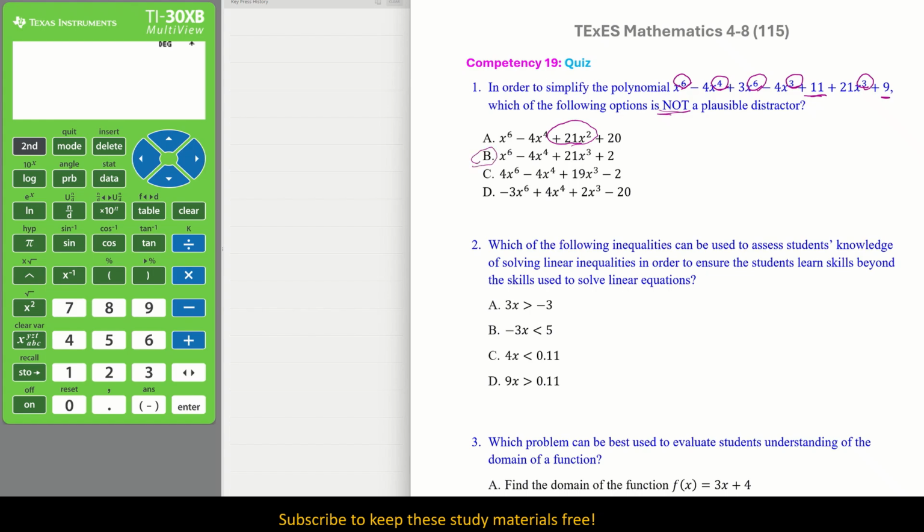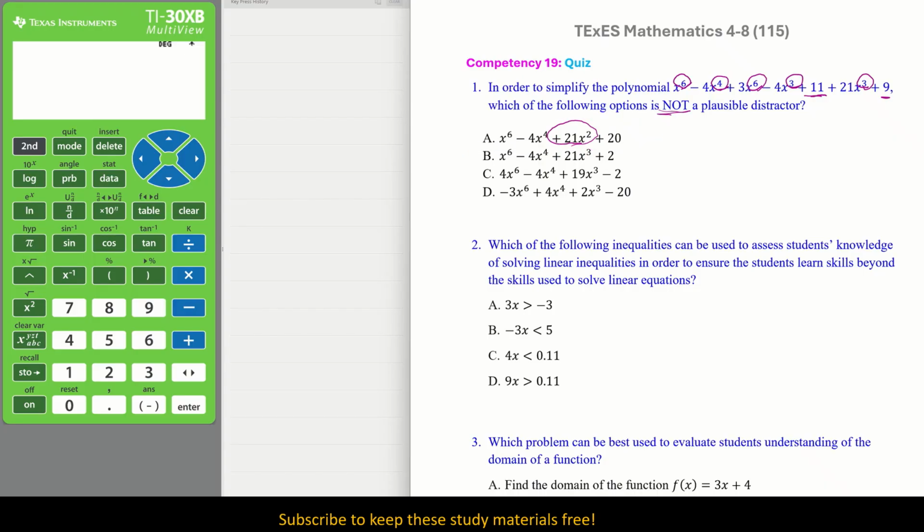Look at B. It's too easy to mistake B. Let me get rid of that because it says not. So I would go with A, not being plausible. Okay. You're not trying to trip the kids up. You're trying to see what they know or don't know.